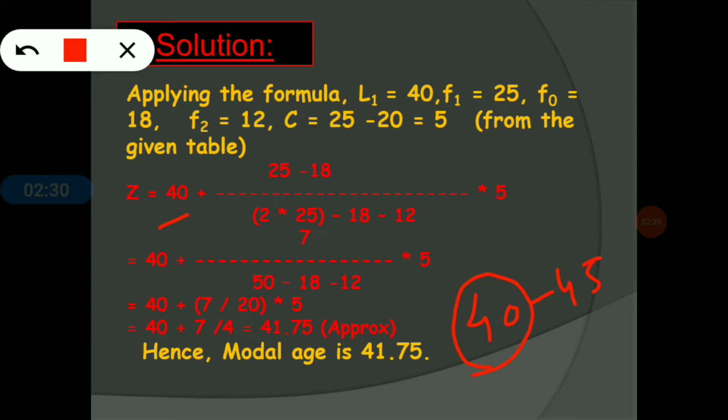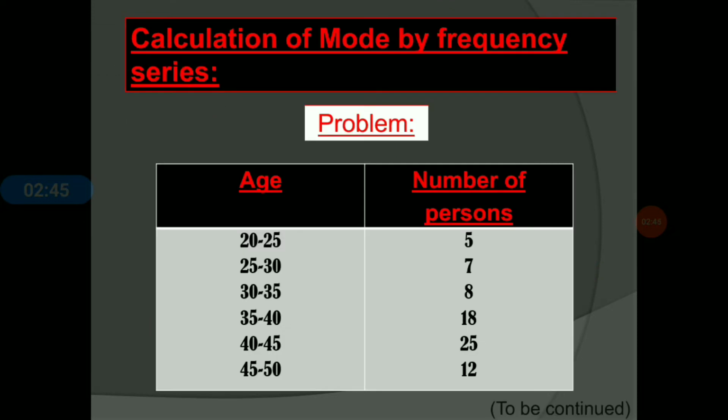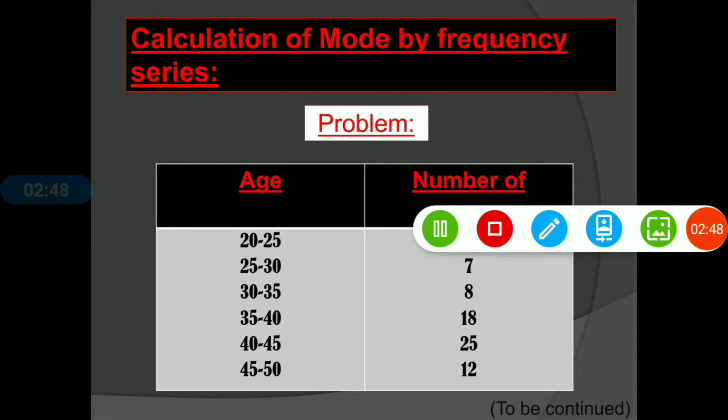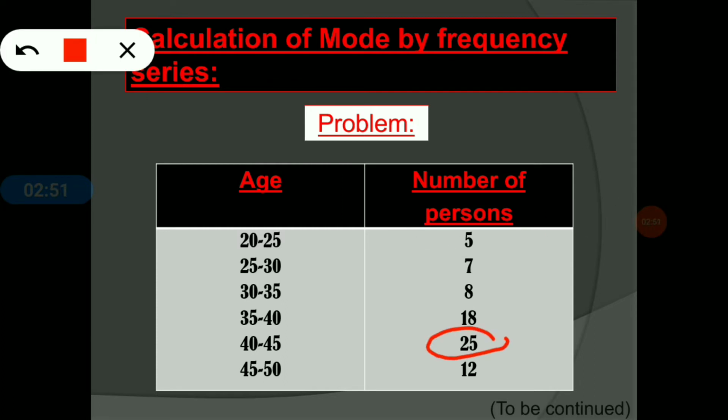So now going to the second part, that is 25 minus 18. The formula is F1 minus F0. We have told F1 indicates the frequency of the modal class. So now going to the previous slide, we can see the frequency of the modal class, that is 25. Clear? That is F1. F0 indicates the frequency of the class preceding the modal class. That means F0 is 18. And now going to the third one, that is F2. F2 means the frequency of the class succeeding the modal class. That means 12 is F2.